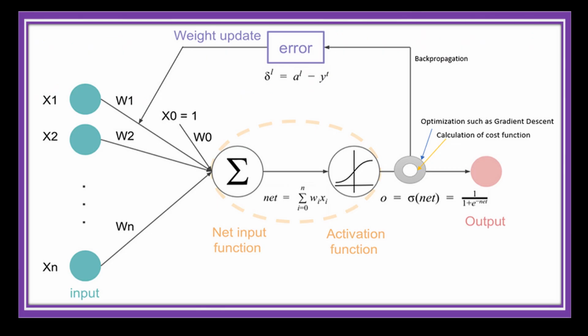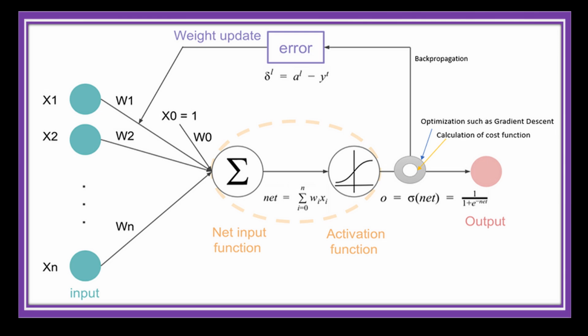Now, the backpropagation algorithm is a fundamental technique used in training artificial neural networks, particularly in deep learning. It is a method for adjusting the weights of a neural network based on the error between its predicted output and the actual output. And the goal is to find the optimal set of weights that minimize the error.